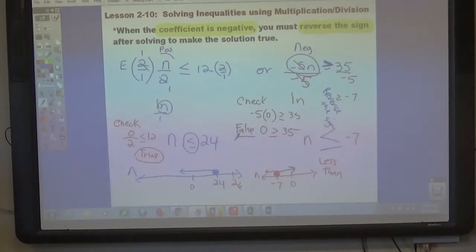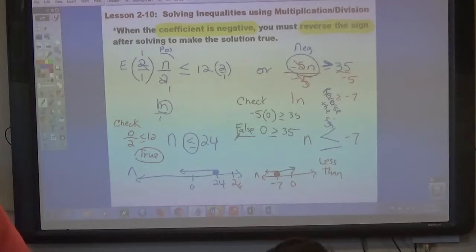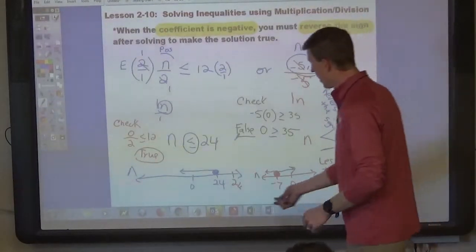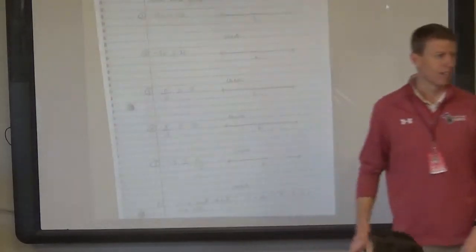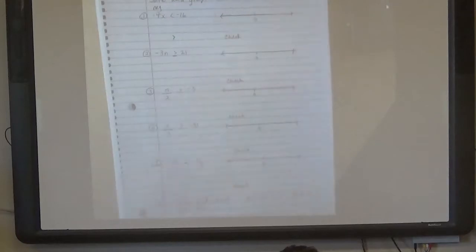The first thing I want you to do is go through all of the coefficients in 1 through 5, and write positive or negative above them. Number 1, what is the coefficient? Is that the number attached to the variable? Oh, it's -4. Yeah, -4. So that is negative. And what do you have to do? Reverse the sign. So reverse the sign right away.